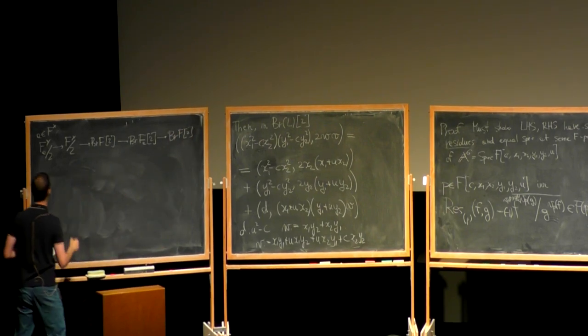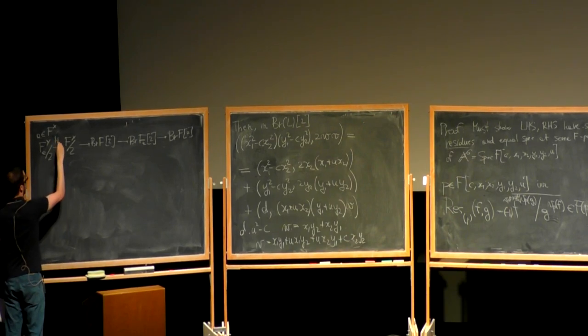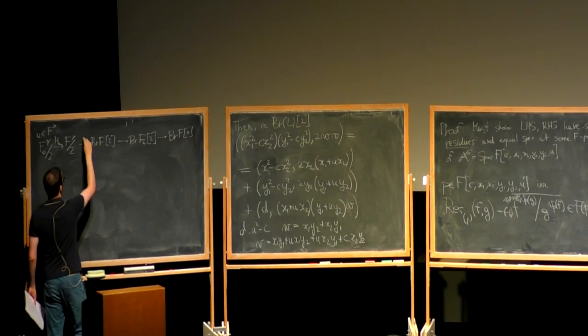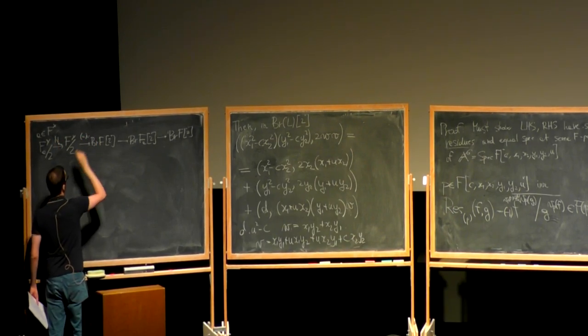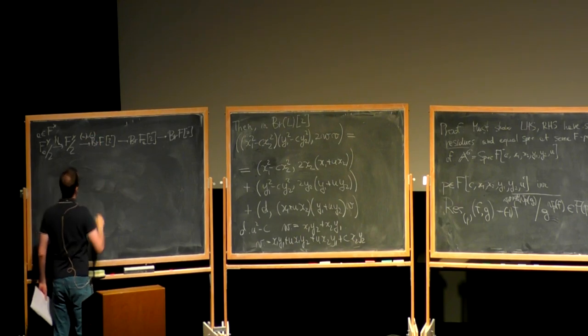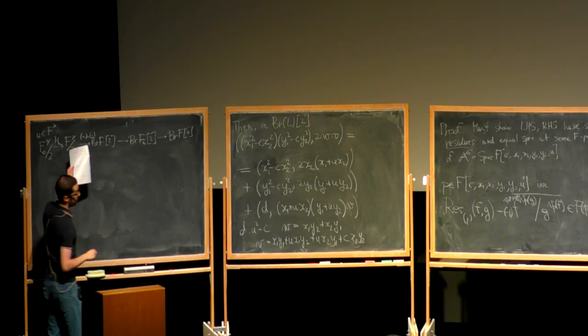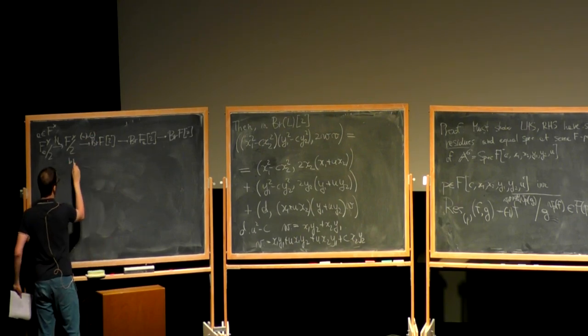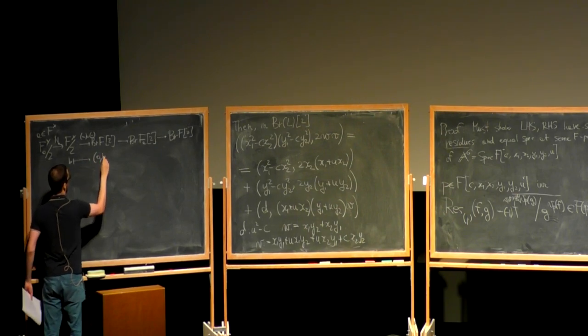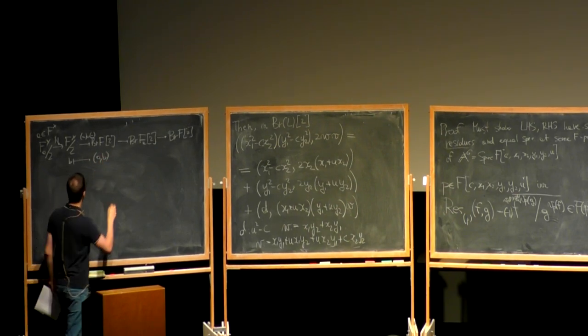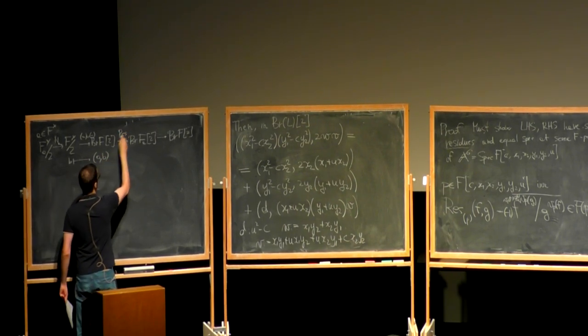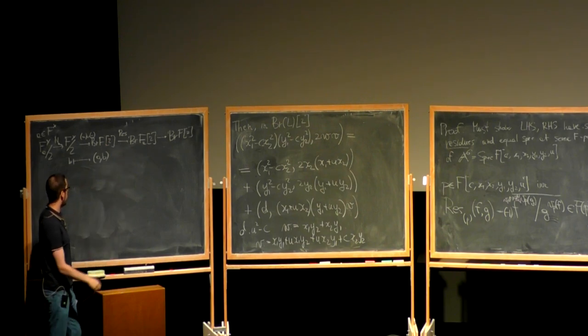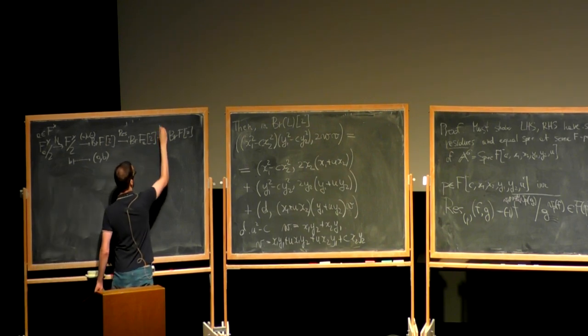What are the maps? Here you have the norm map. Here you have cup product with the class of A. So B will go to the quaternion algebra (A, B), the class of the quaternion algebra. Here you have just the restriction: the Brauer class over F gives you a Brauer class over F_A. And here you have the corestriction.